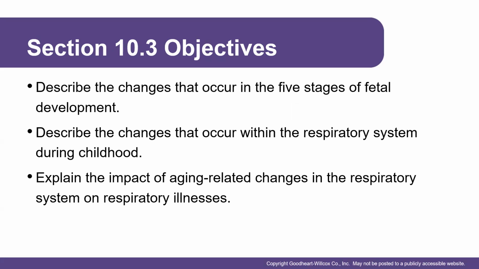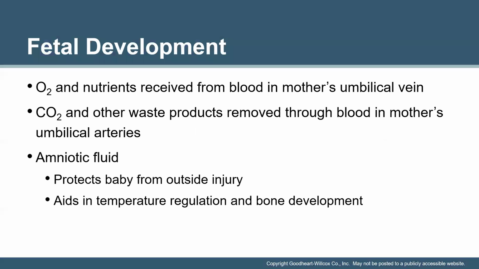Okay, so in the developing embryo, some things we want to notice or talk about. Oxygen and nutrients are received from the blood via the umbilical vein. I don't think that's probably hard to extrapolate. The carbon dioxide and waste products are removed through blood in the umbilical arteries. So maybe that is a flip on what we're used to seeing. The amniotic fluid, as we're aware, will protect the baby. It aids in temperature regulation, cushioning, a nice amniotic nutrient bath.